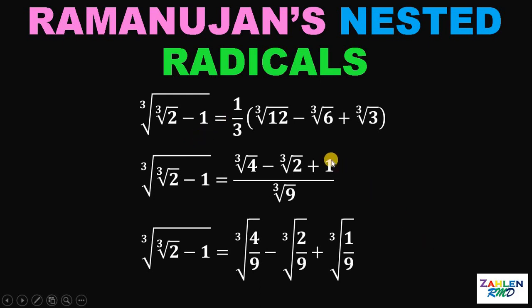And there you have it. We have 1/3 times cube root of 12 minus cube root of 6 plus cube root of 3, or cube root of 4 minus cube root of 2 plus 1 over cube root of 9, or cube root of 4 over 9 minus cube root of 2 over 9 plus cube root of 1 over 9. And as always, we are done.